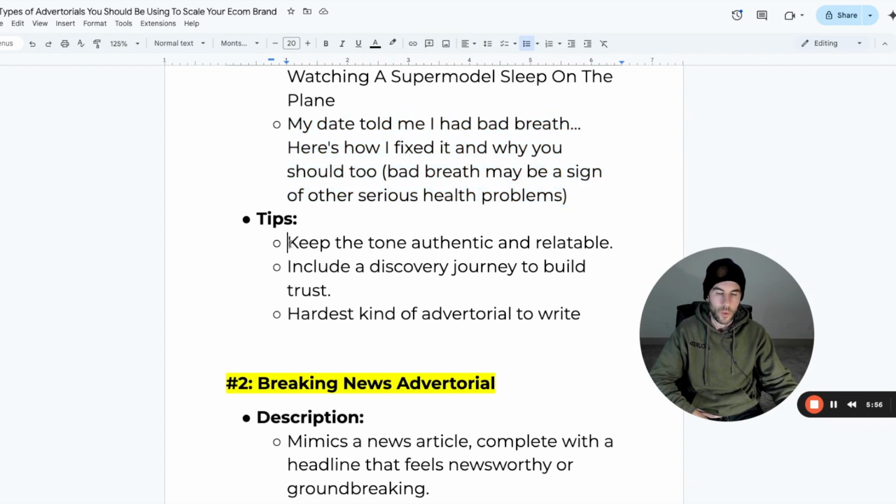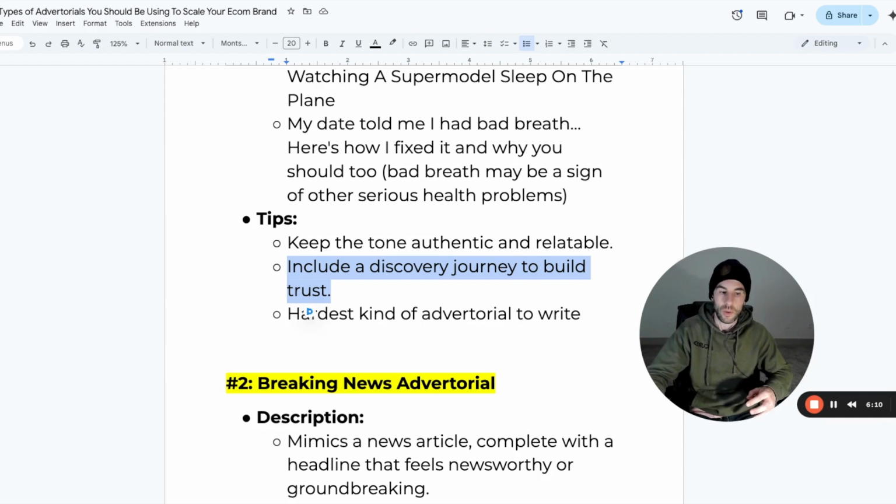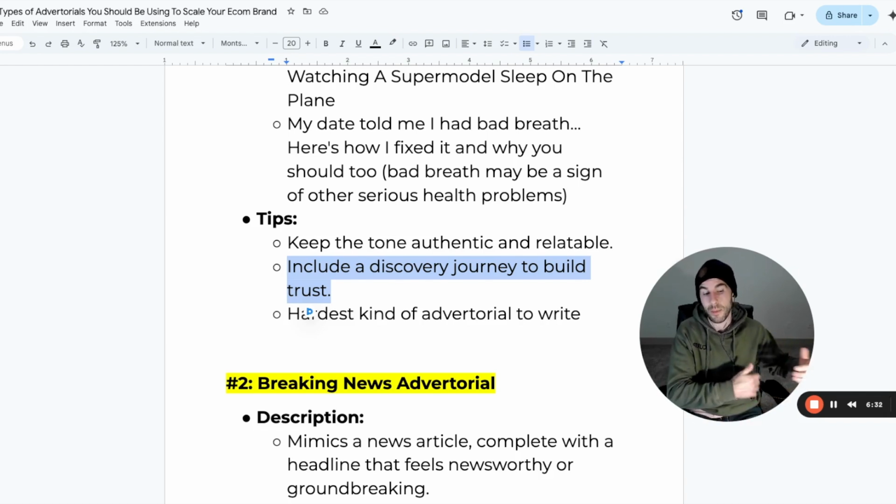So the first tip for writing these is to keep the tone authentic and relatable. I mean, as relatable as we can if you're writing a fake story. The next thing would be including a discovery journey to build trust. In the lead, you're going to want to really get into the pain points where that person was stuck, what they were struggling with, maybe even touch a little bit on some of the things they've tried. Then that person is going to make a discovery. Once they make that discovery, they're going to understand what's been holding them back from getting the results that they want. That person's going to share something with them that leads to them discovering the actual answer to it. They're going to have that transformation.